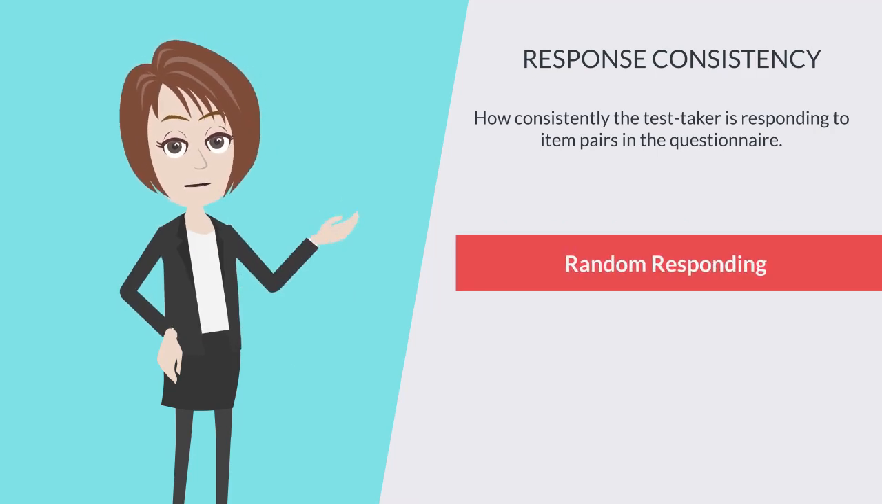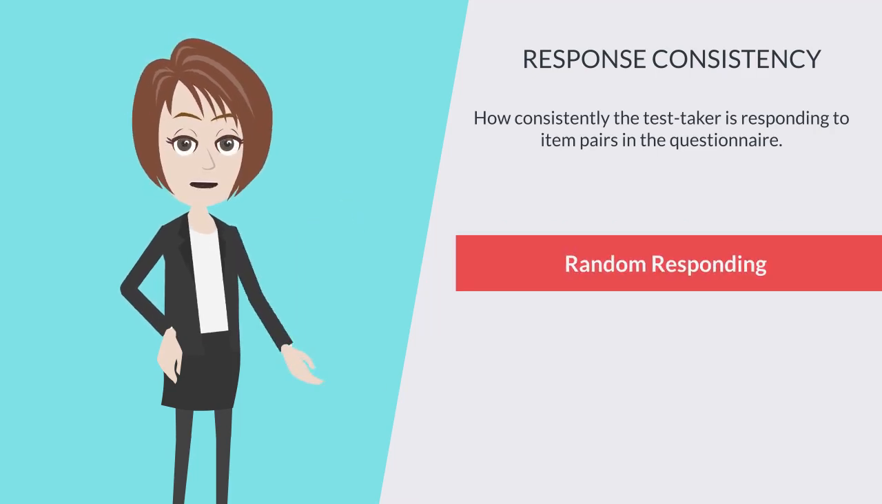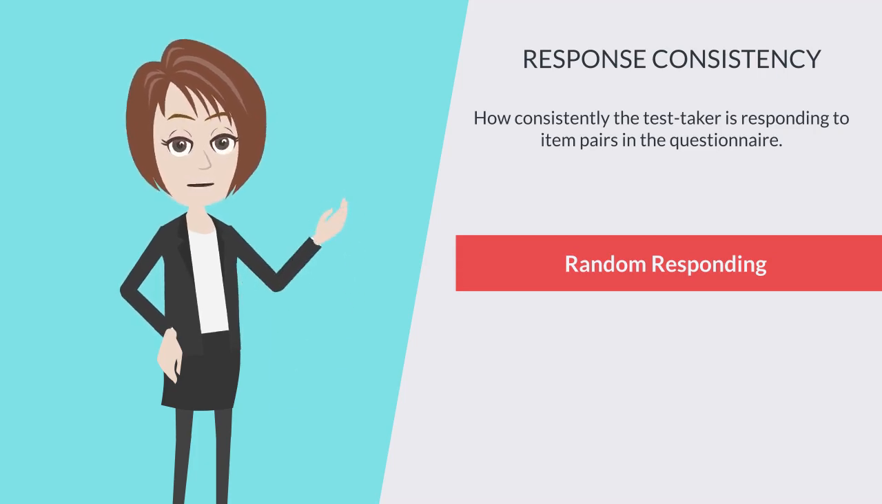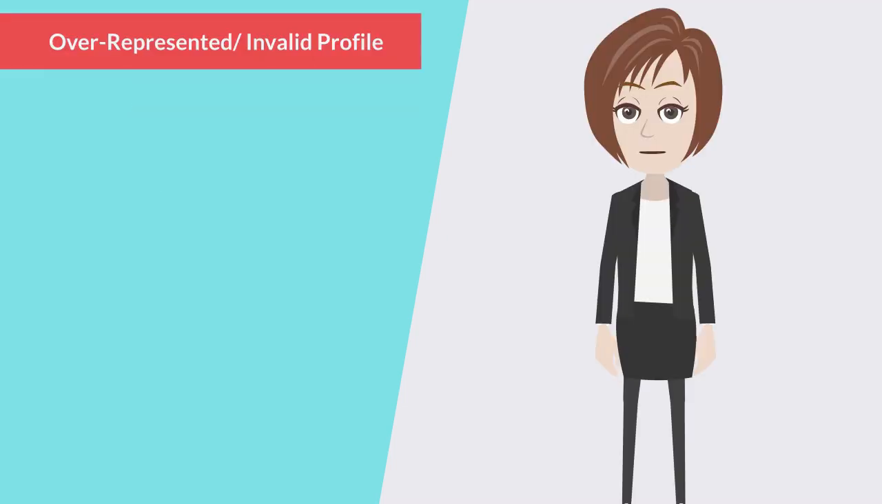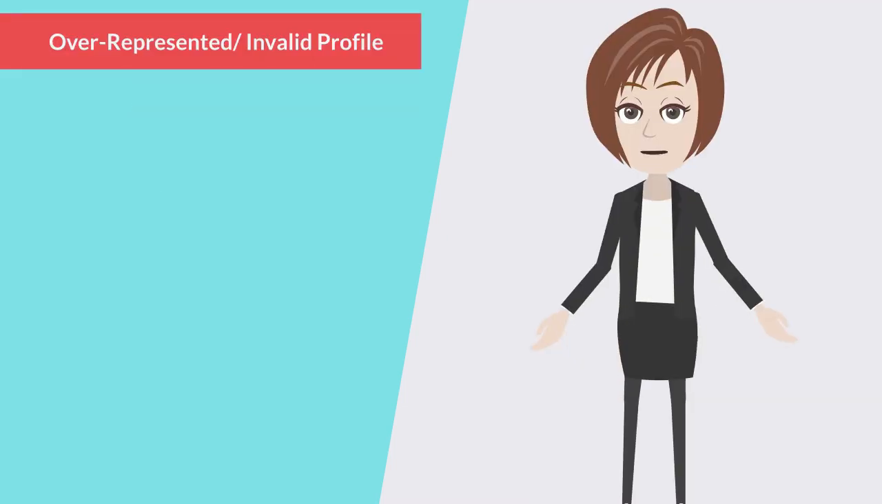Then we have random responding. This occurs when a candidate is habitually inconsistent on 15 or more similar item pairs and essentially answers at random throughout the questionnaire. Let's jump back to what an overrepresented or invalid profile might mean for you and your organization.